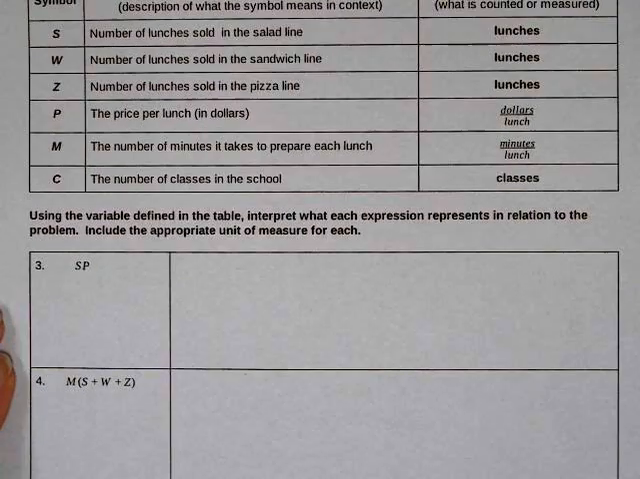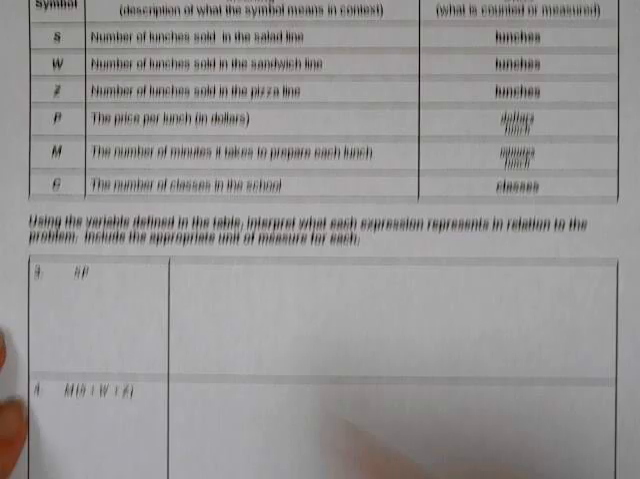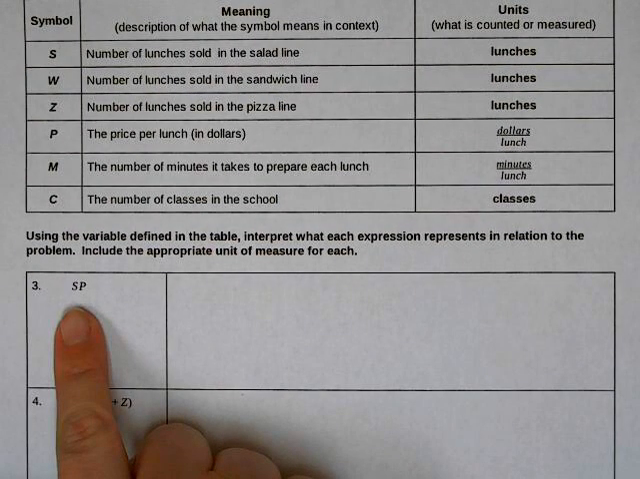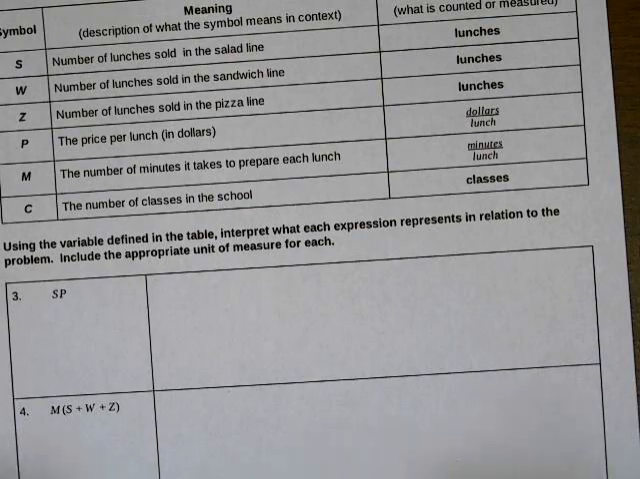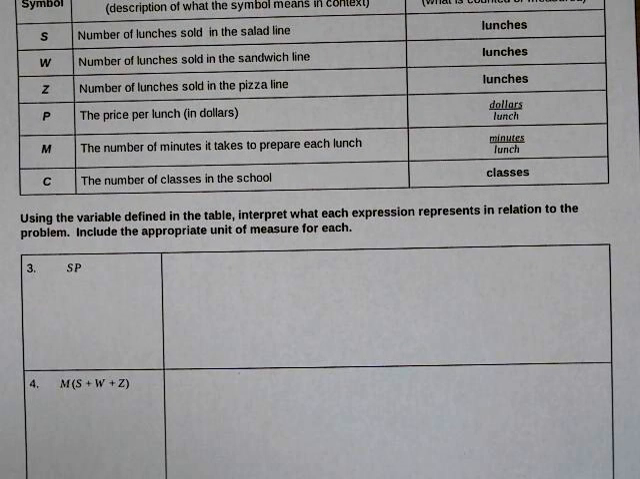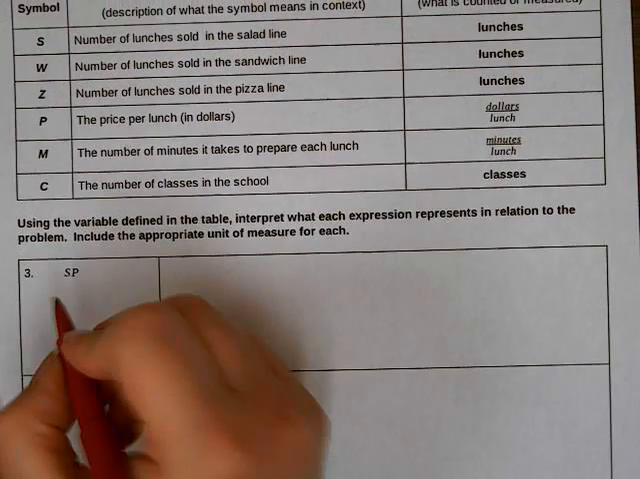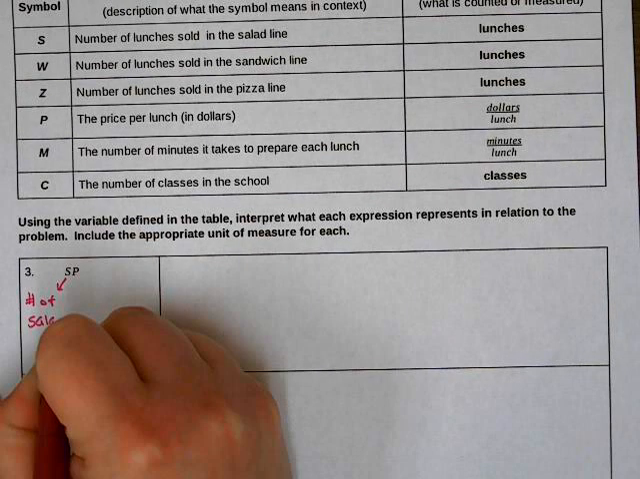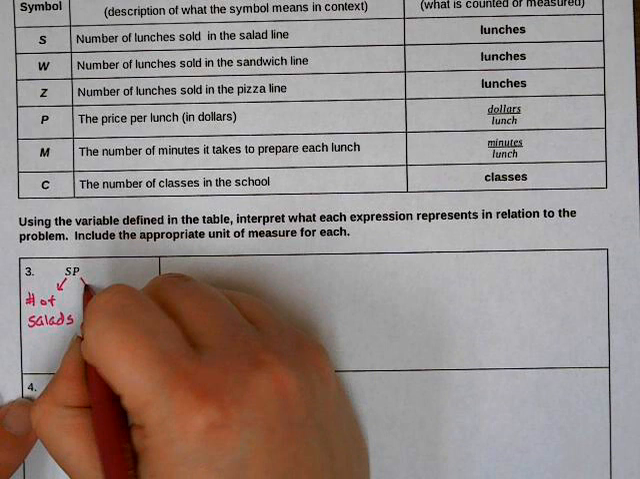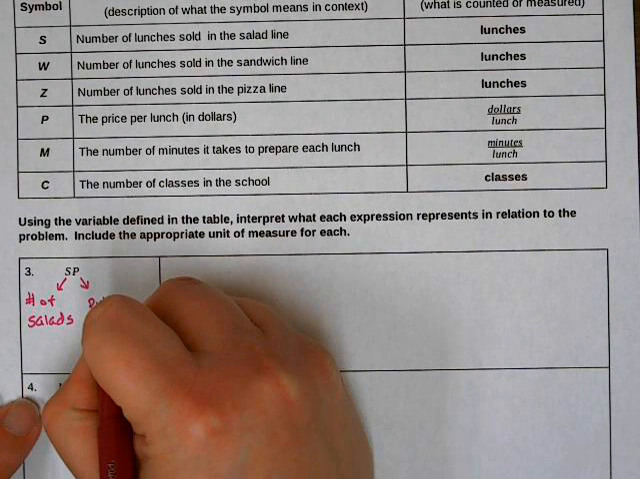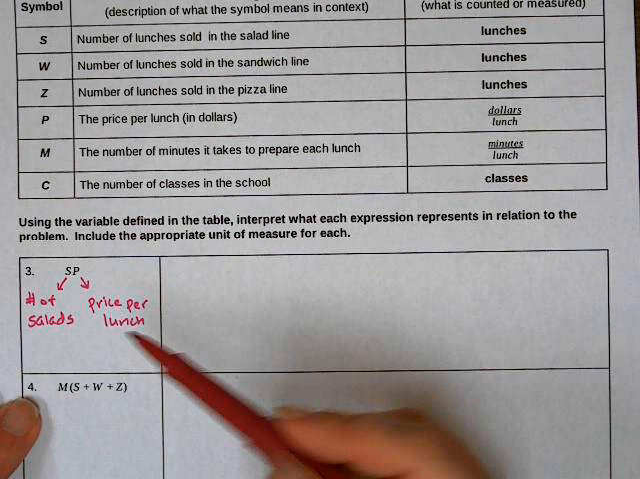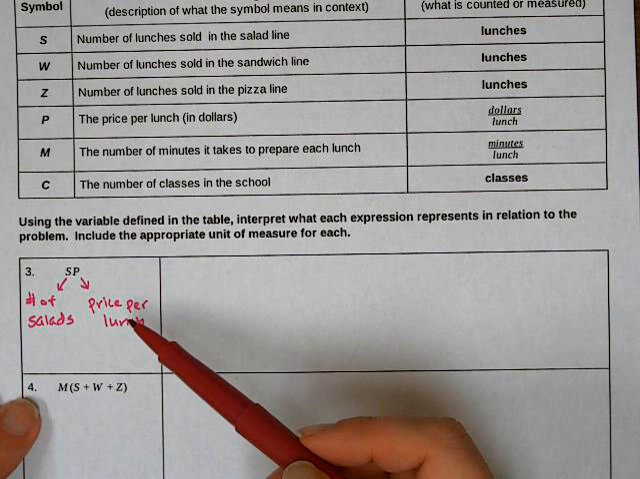Okay, now we're going to go the other way. So now, if I give you these expressions, can you tell me in words what they mean? So these are the same variables and units from the page before. We've got SP in this first expression here. So the first thing I want to talk about is, what does that even mean? We know that S actually stands for the number of salads sold. And we know that P stands for the price per lunch. So this has something to do with salads and money. We don't know exactly what yet.